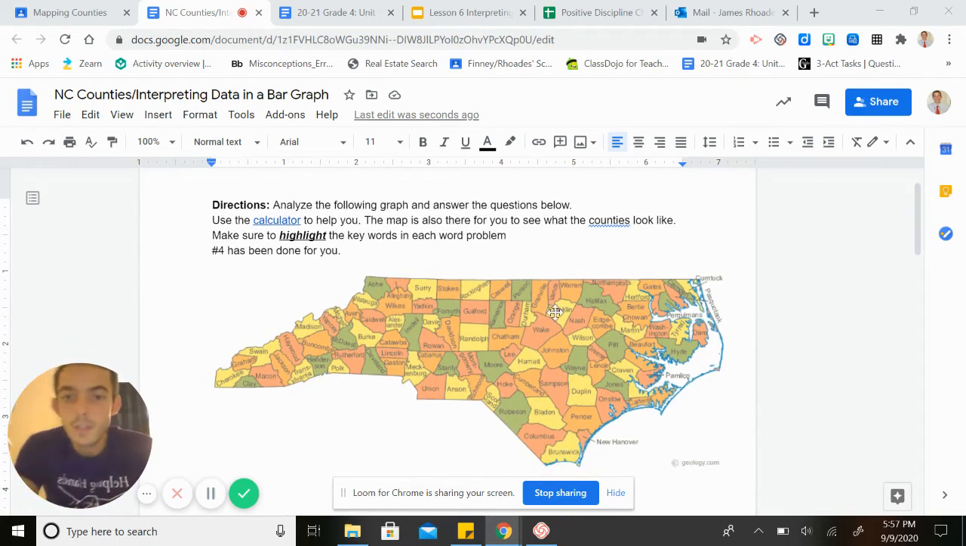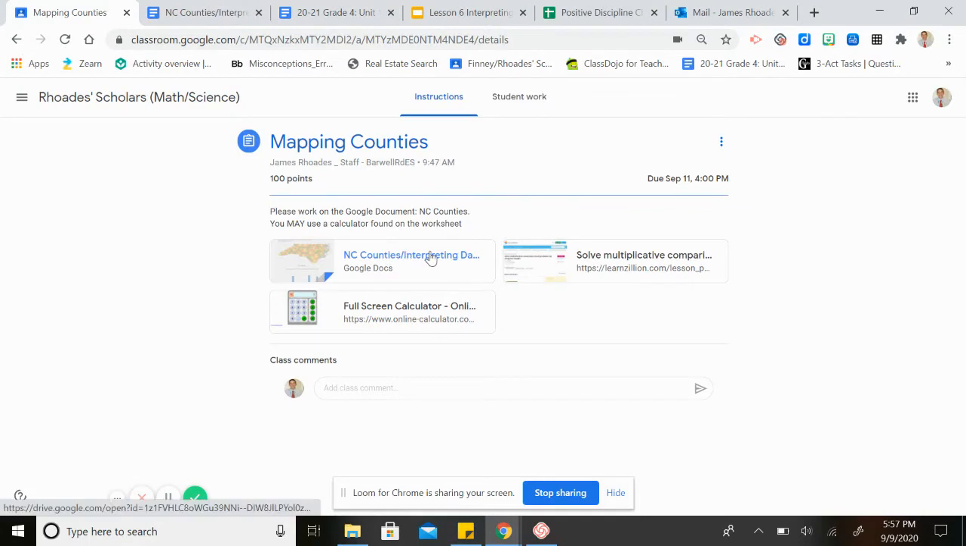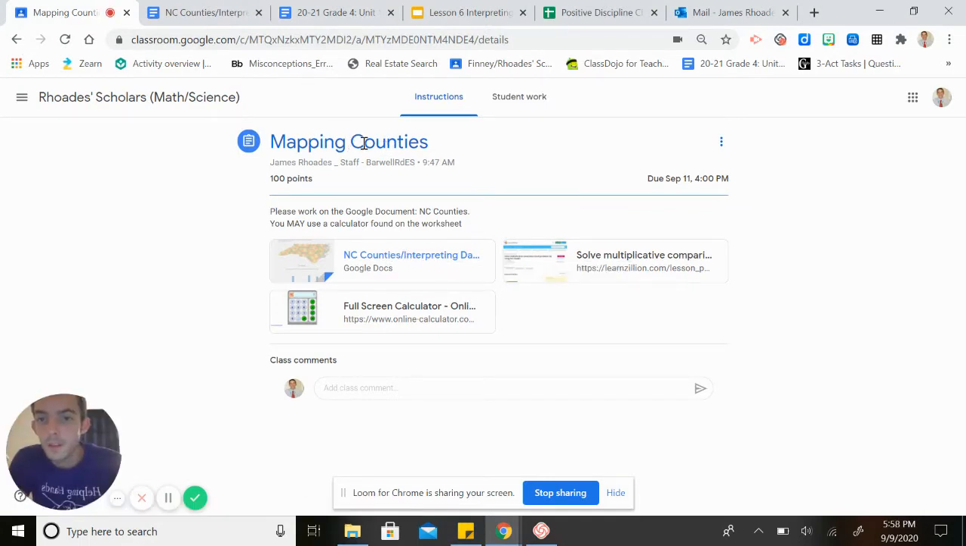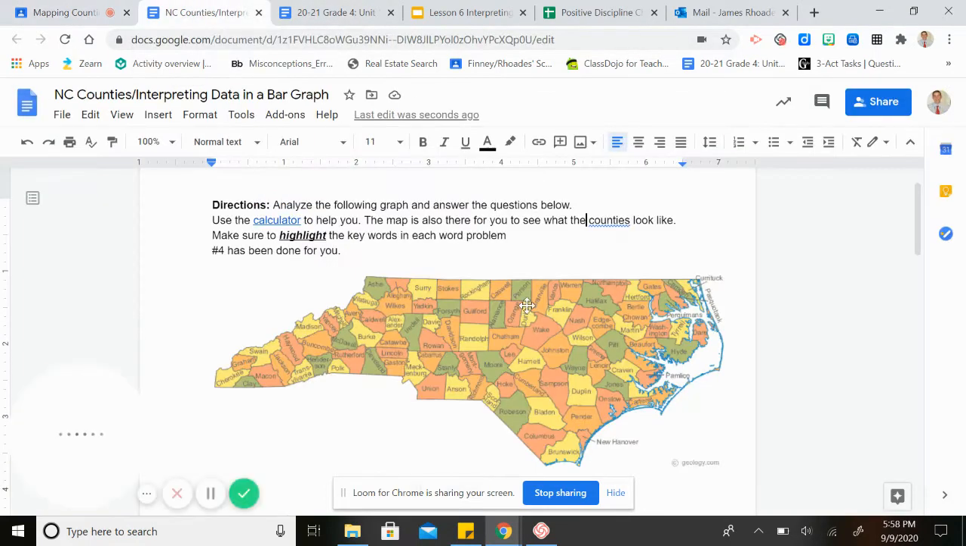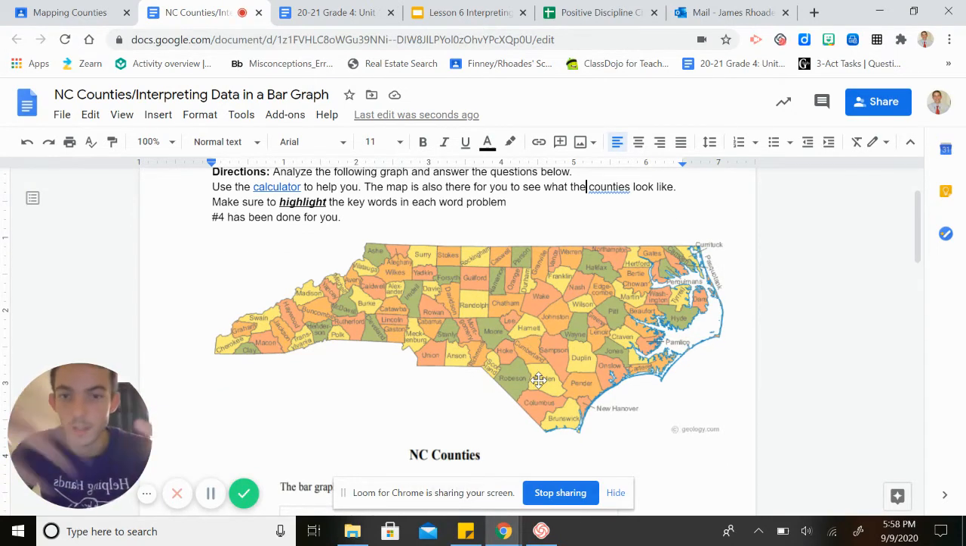Hi, everybody. So this episode is for working out the NC counties and interpreting data in a graph. So we're going to be mapping, pretty much using the data from this chart here to map out what they need to do. So this is just a map for students to understand what a county looks like in North Carolina.